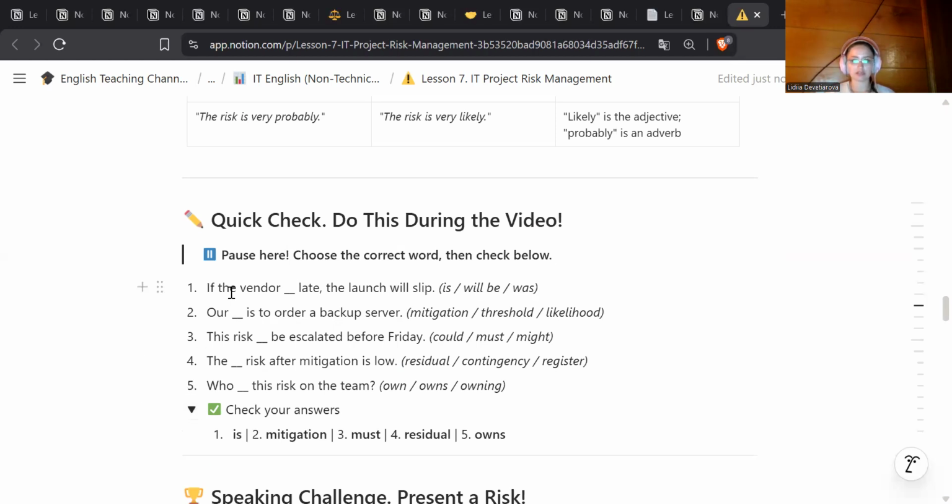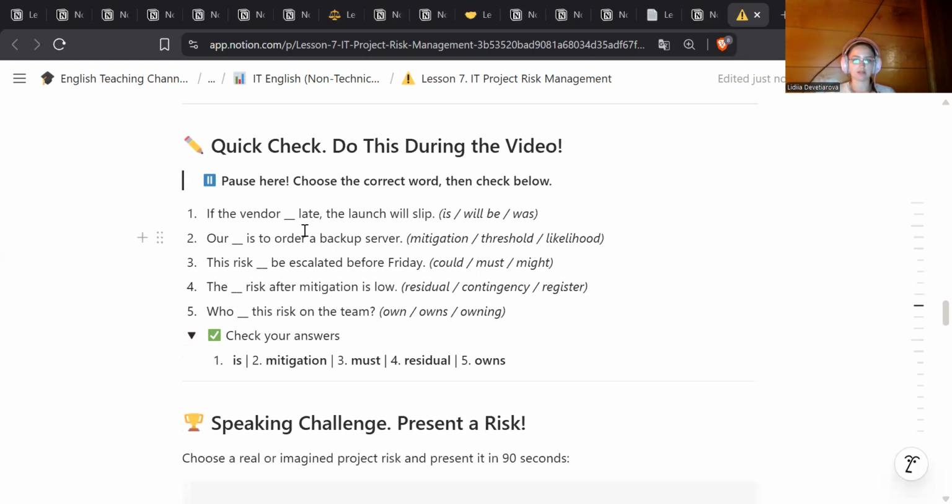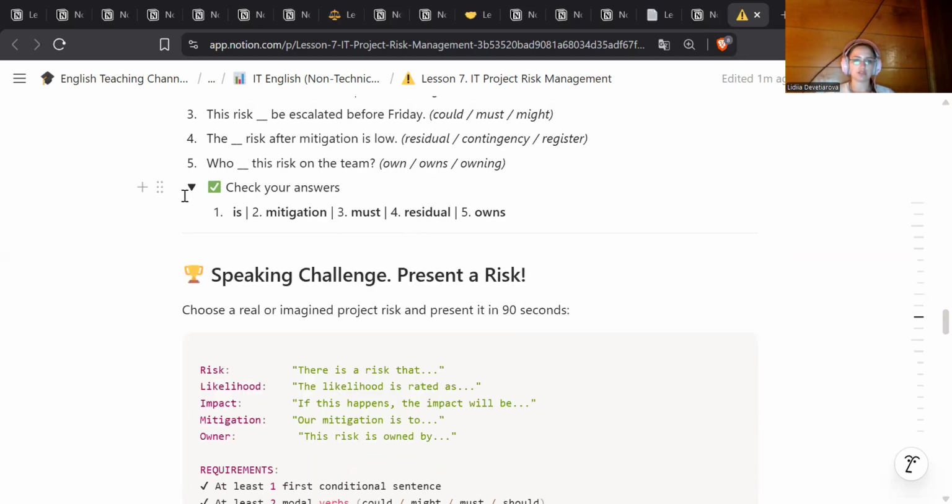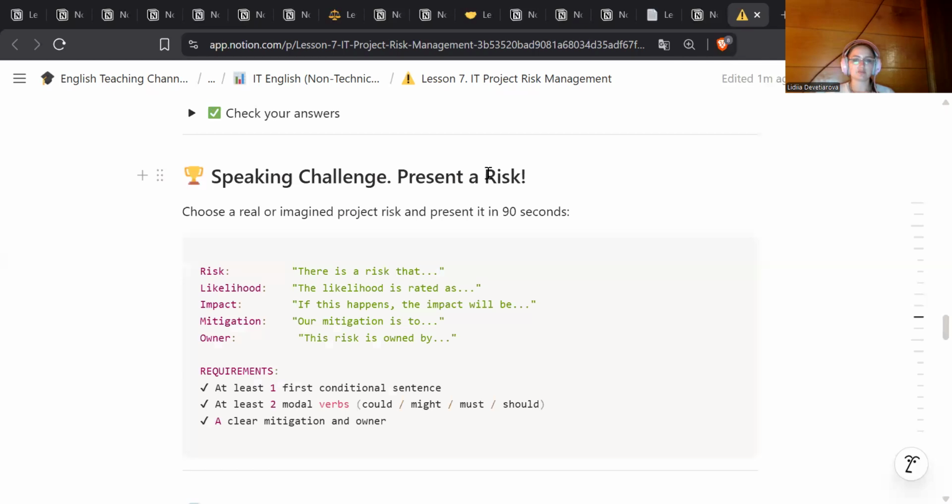Well, let's discuss. So, if the vendor is late, the launch will slip. Wonderful. Our mitigation is to order a backup server. This risk must be escalated before Friday. The residual risk after mitigation is low. Who owns this risk on the team? Wonderful, wonderful. The next is speaking challenge.